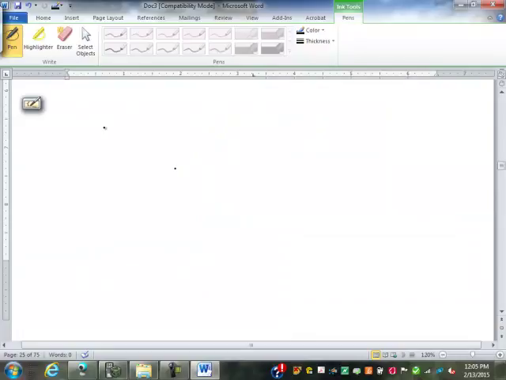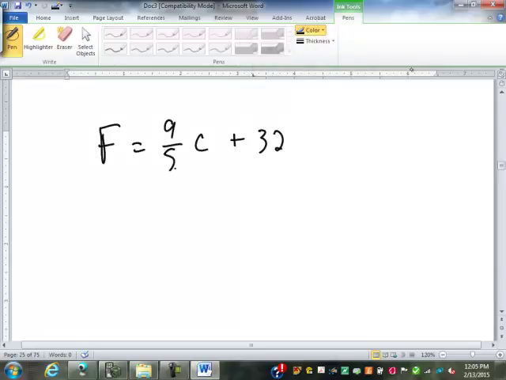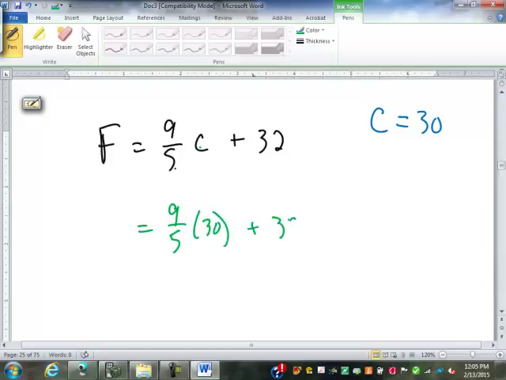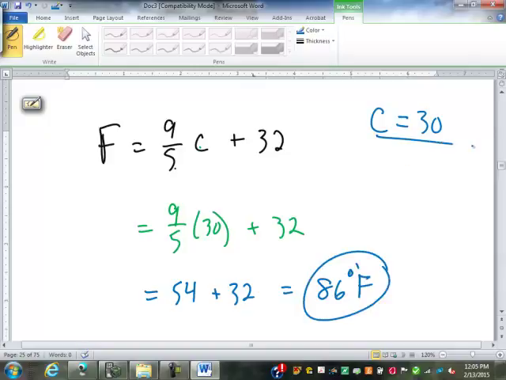Or you might have temperature in degrees Fahrenheit is equal to 9/5 times our temperature in degrees Celsius plus 32. This is actually the formula for converting from degrees Celsius to degrees Fahrenheit. And we might be given that degrees Celsius is 30 degrees. So let's plug that in. Replace C with 30. Nine-fifths times 30 is 54. Plus 32 is 86. So that is 86 degrees Fahrenheit from 30 degrees Celsius.